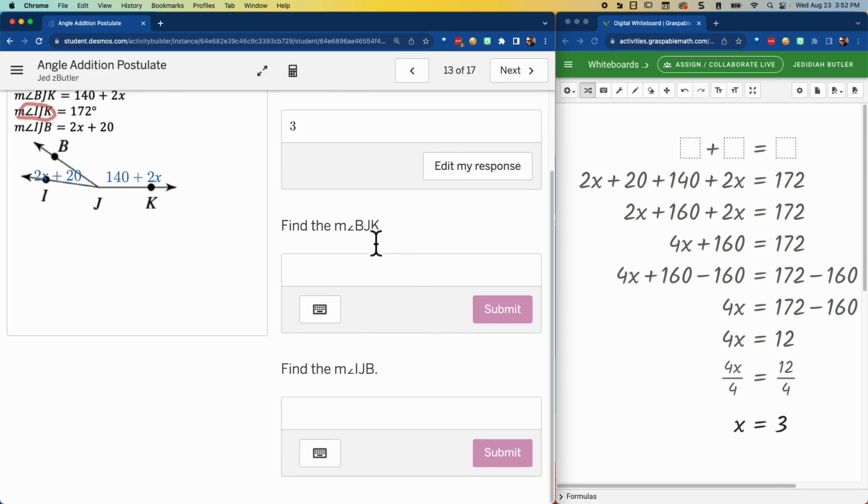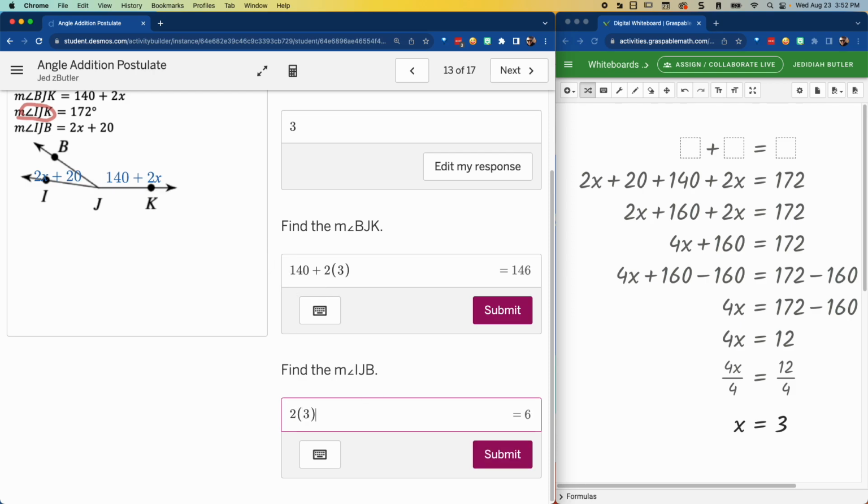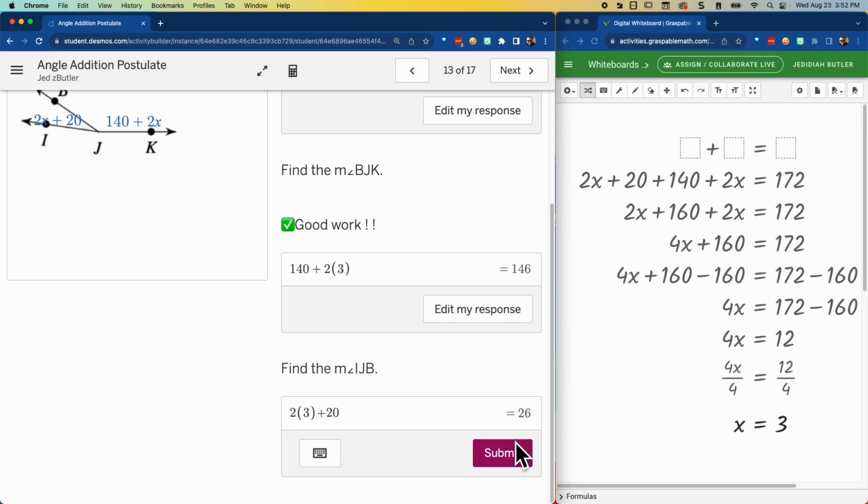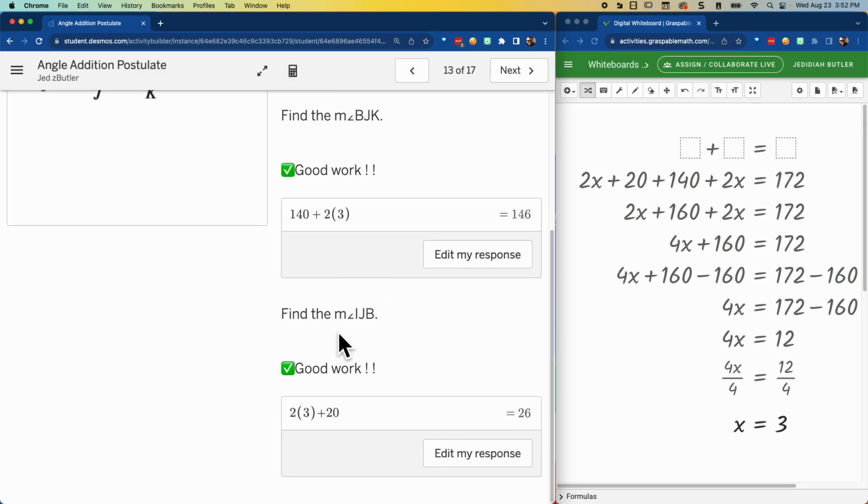Now I need to find BJK and IJB. Well, BJK is 140 plus 2 times x, and x is 3. It tells me that's 146. Similarly, IJB is 2 times 3 plus 20. Let's submit each of these and see if we get the good work, good work, good work. Good all the way through.